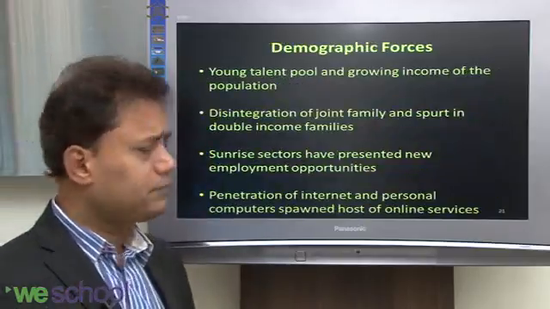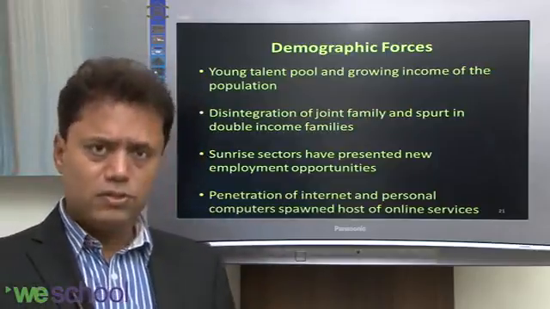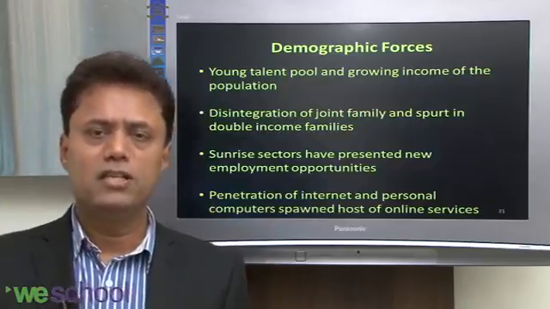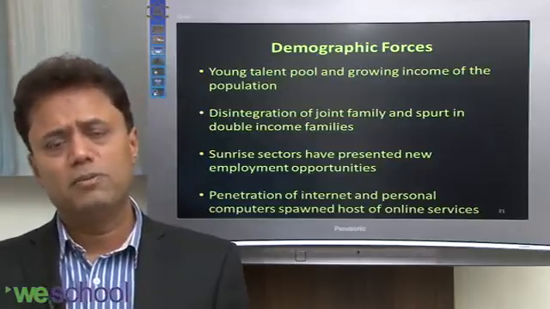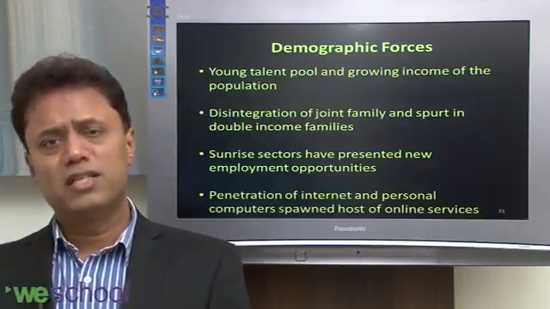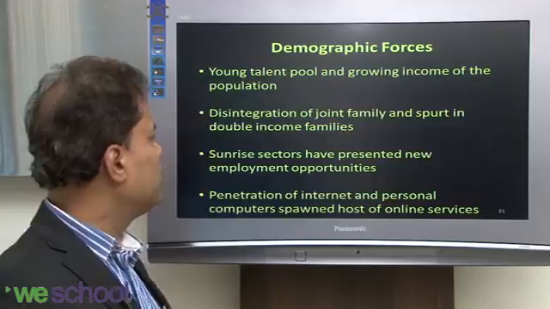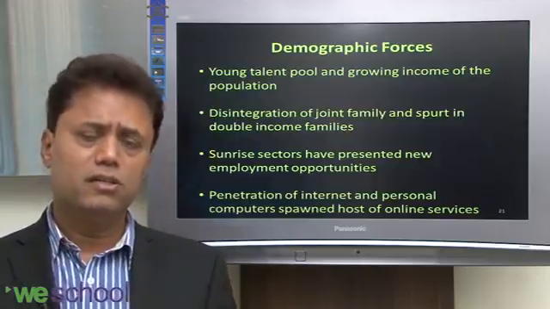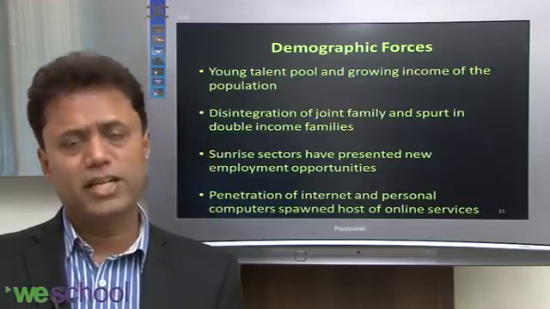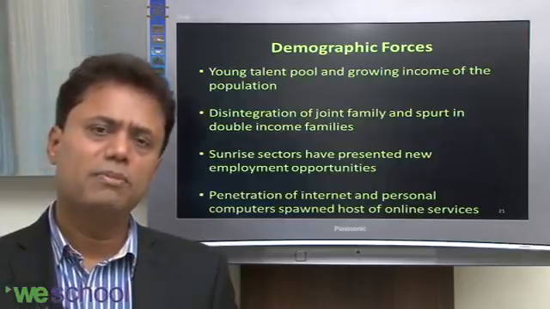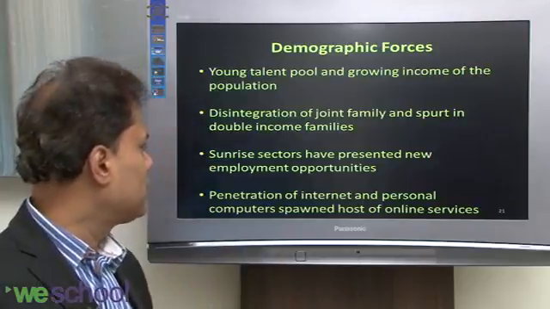Demographic factors we have seen. India has a young talent pool and an English speaking workforce, which is good. That is why the IT industry and BPO industry, these two industries, have flourished. Today we are talking about the retail industry and the e-commerce industry, Flipkarts and Myntras and Snapdeals and Jabongs. Then there is the disintegration of joint families and a spurt in double income families, which is both husband and wife earning. So there is a lot of disposable income. The saving rate has doubled, so their capability to invest in new products and services has also gone up substantially.